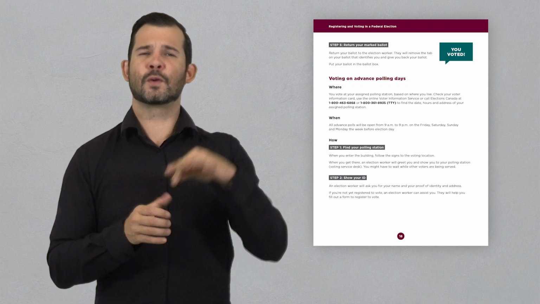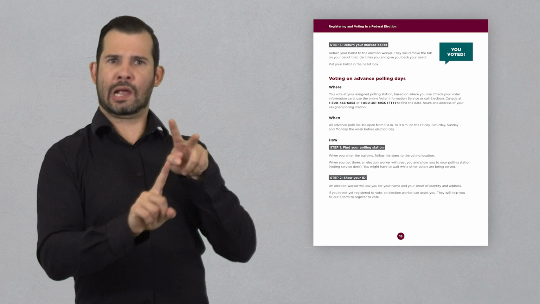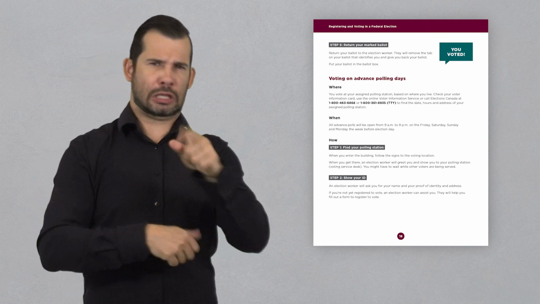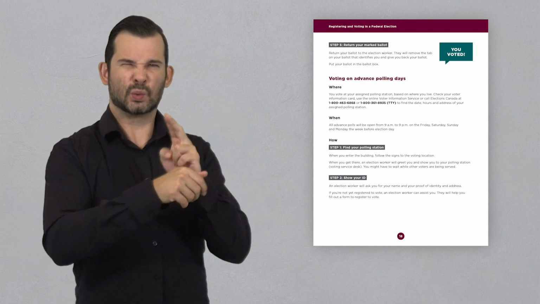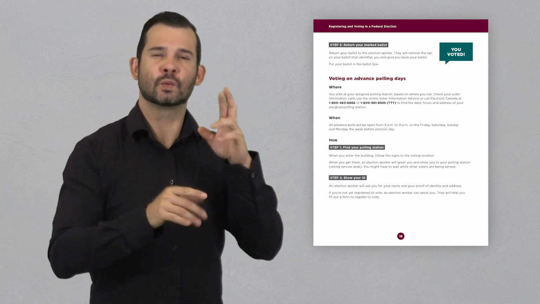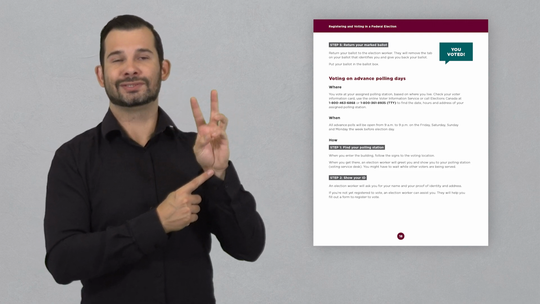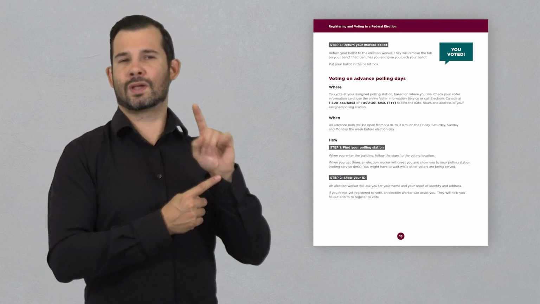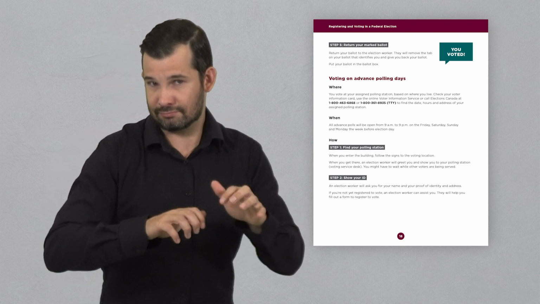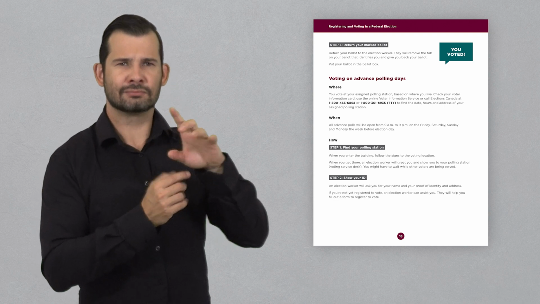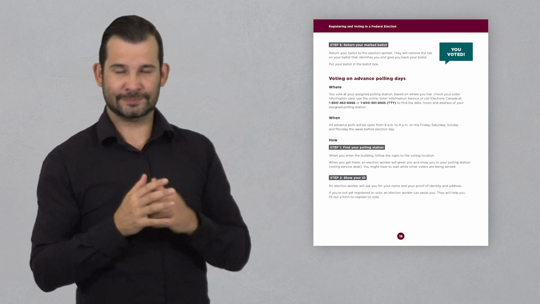Voting on advance polling days. Where? You vote at your assigned polling station, based on where you live. Check your voter information card, use the online voter information service, or call Elections Canada at 1-800-463-6868 or 1-800-361-8935 TTY to find the date, hours, and address of your assigned polling station.